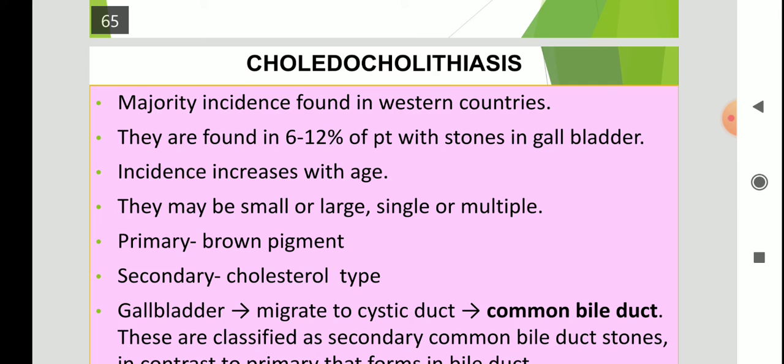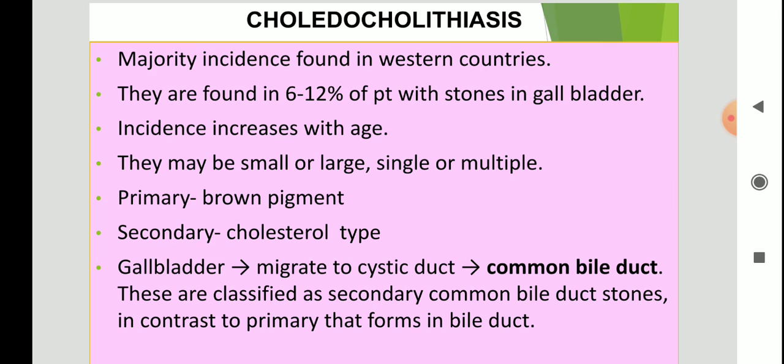Choledocholithiasis. The majority of incidence is found in Western countries. 12% of patients with stones in the gallbladder. The incidence increases with age. The stones may be small or large, single or multiple. Primary stones are brown stones. Secondary stones are the cholesterol type.